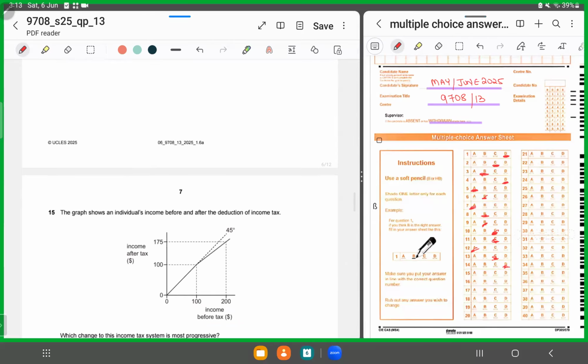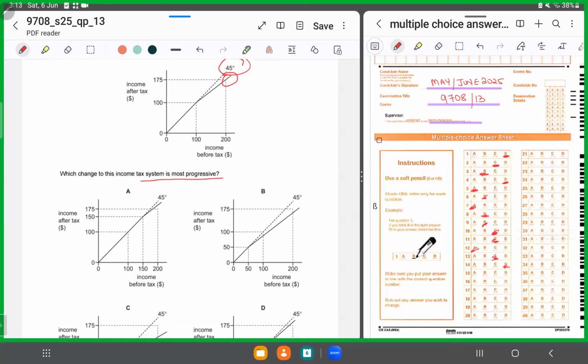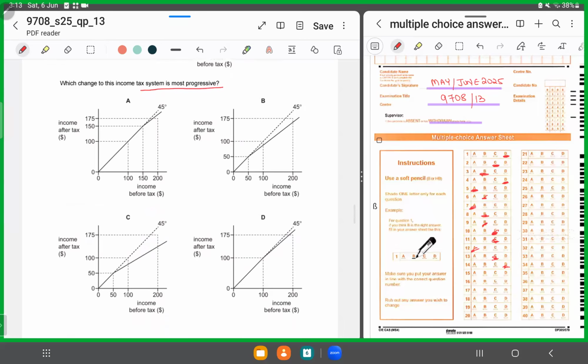Moving forward, MCQ number 15. MCQ number 15 displays an individual's income before and after income tax was imposed. Now notice the dashed line, the dotted line for 45 degrees is the pre-tax line and the solid line is the post-tax line. Now in order to find out which change to this income tax is most progressive, that means out of these four curves, which looks like the most progressive, you have to look for the curve which displays the widest gap between these two lines, right?